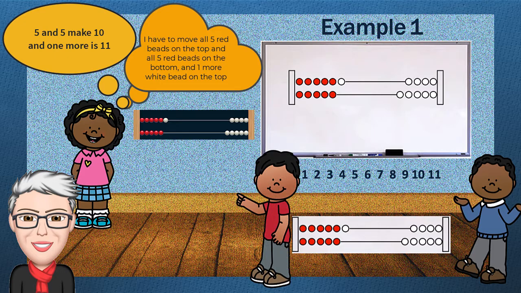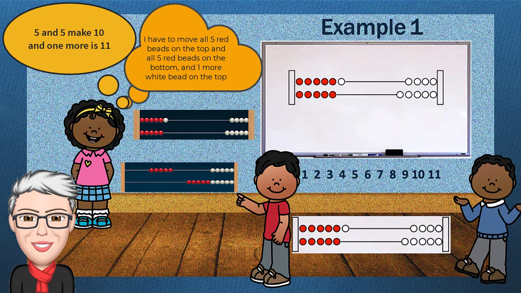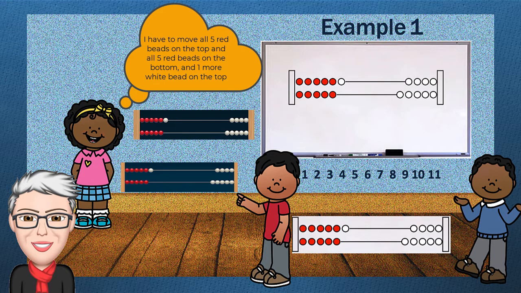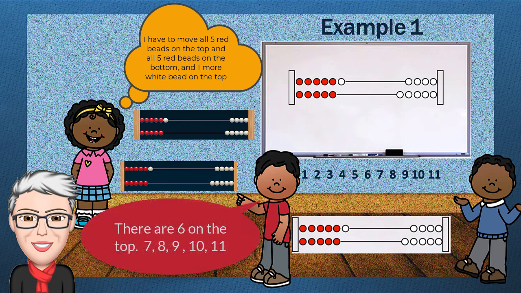Yet another child might move the 5 red beads on the top and 1 white bead on the top, and then the 5 red beads on the bottom. This child might then figure out how many people are on the bus by saying there are 6 on the top and then count on 7, 8, 9, 10, 11, while pointing to the beads one by one on the bottom.